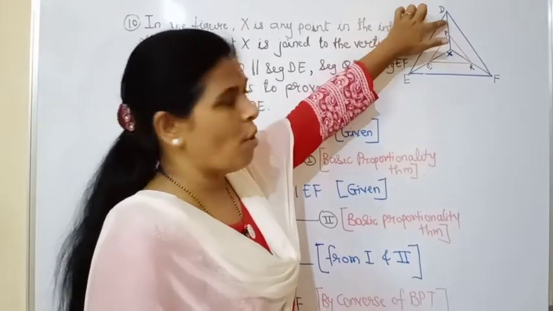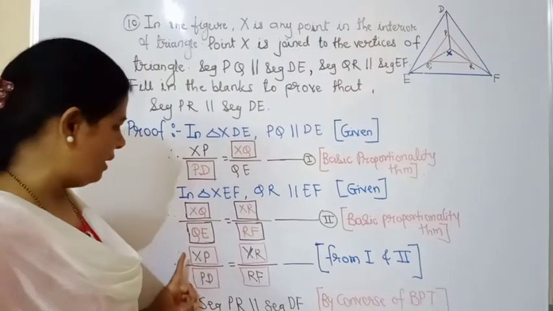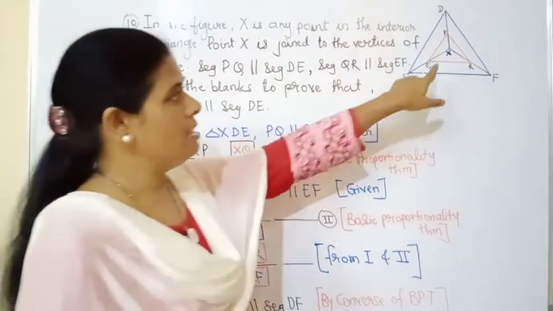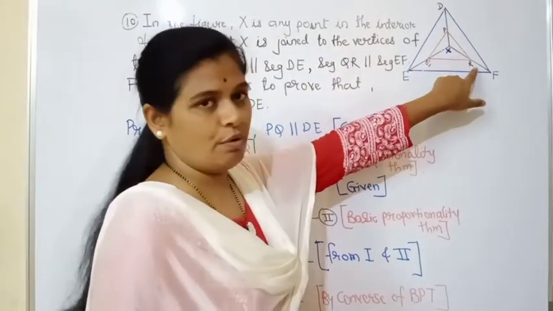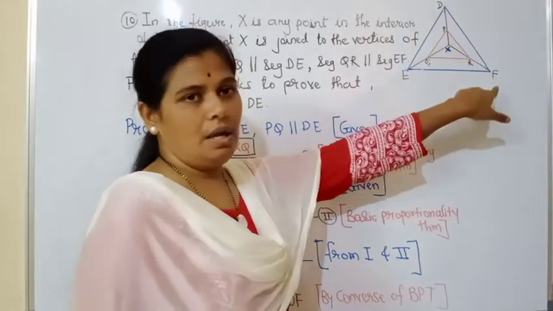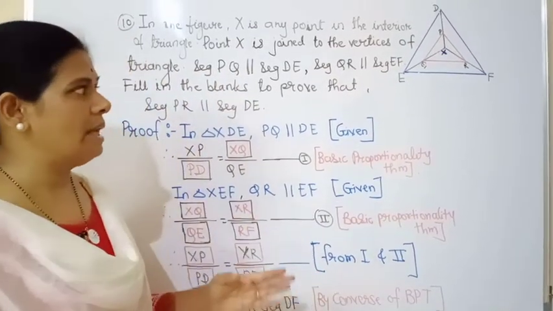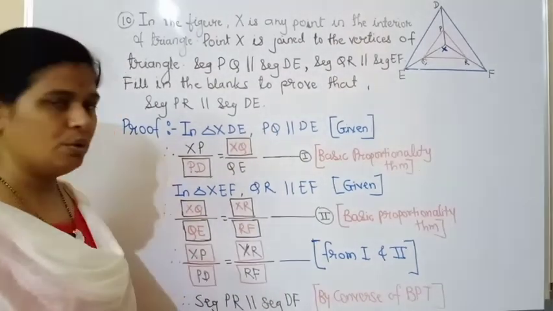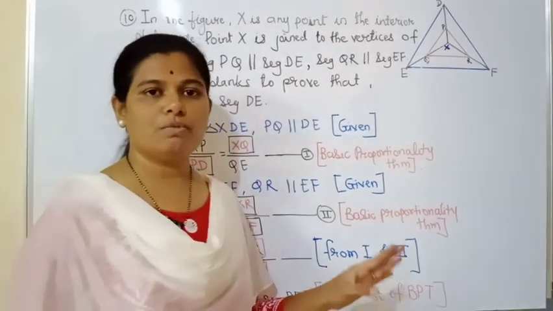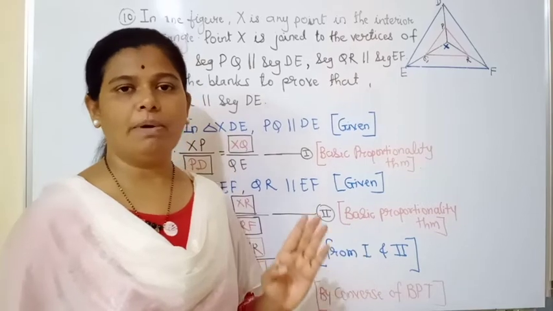So we'll see here now. XP upon PD, this we got from 1 and 2. XP upon PD is equal to XR upon RF. So these ratios are equal, and so by converse of BPT we can say that PR is parallel to DF. Okay, so in this way we have finished this activity based question.